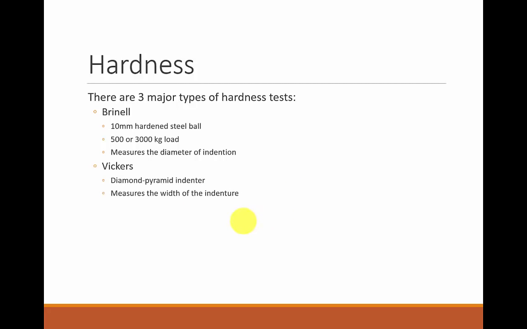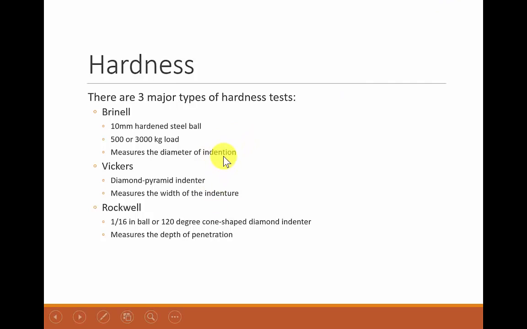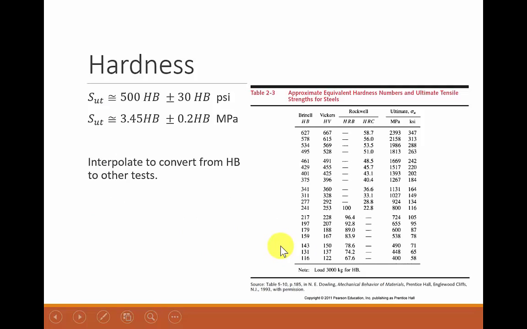The next test is called a Vickers. Vickers uses a diamond pyramid shape. So you're doing the same thing. You apply a load to the diamond pyramid, and then you measure the width of the indentation, how far down that pyramid drove into the material. And then the Rockwell, which is a very common test, uses a 16th inch ball or a 120 degree cone-shaped diamond indenter, and it measures the depth of penetration. So the top two measure diameter across the surface, whereas the Rockwell measures the penetration depth. And then there's a translation between the two of them.